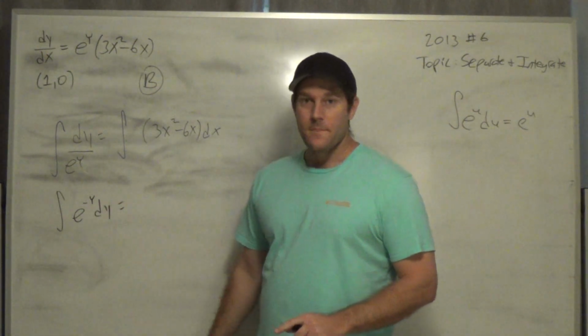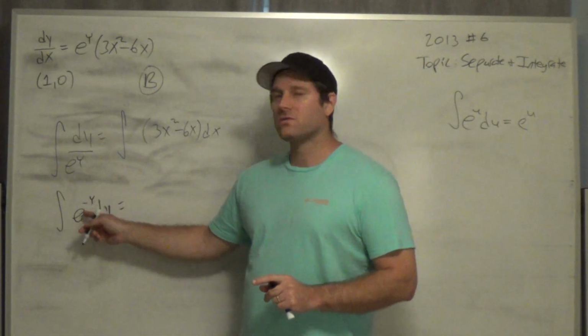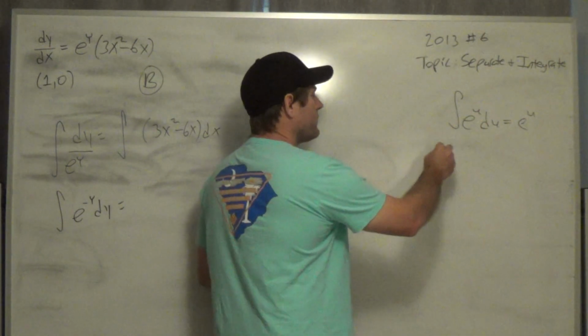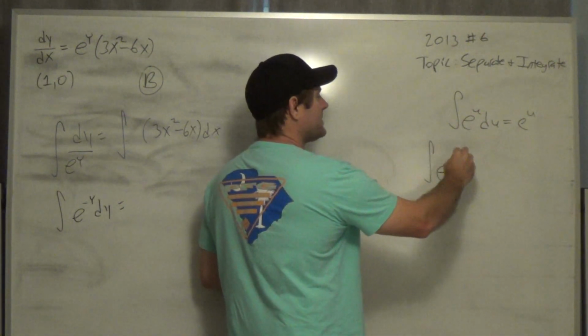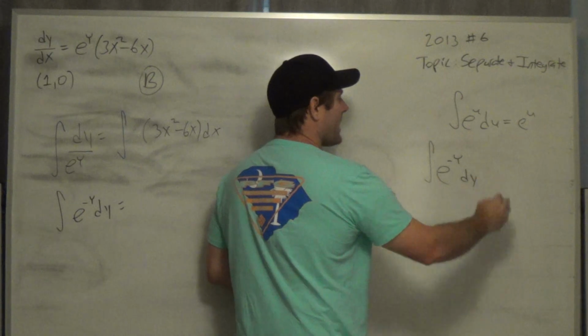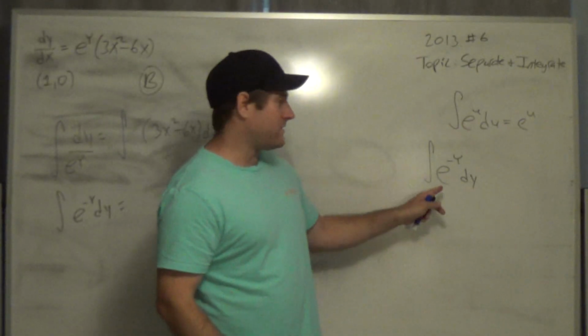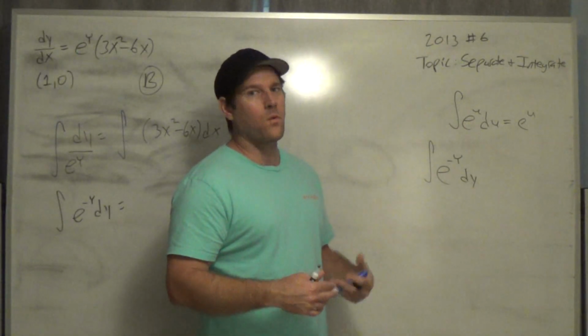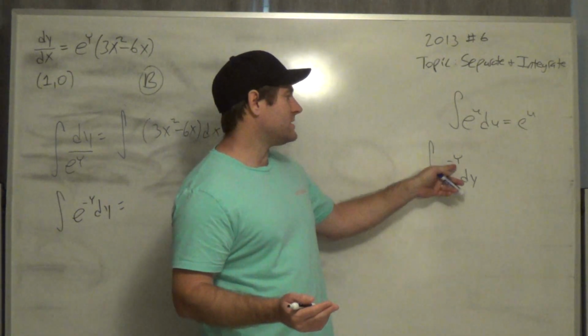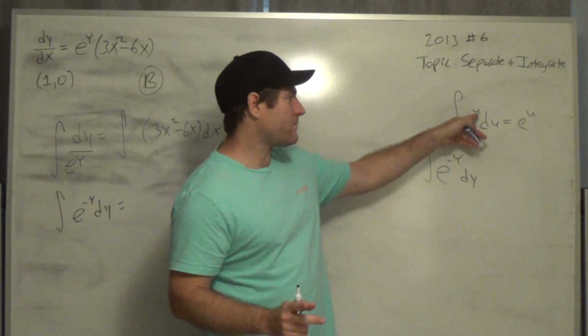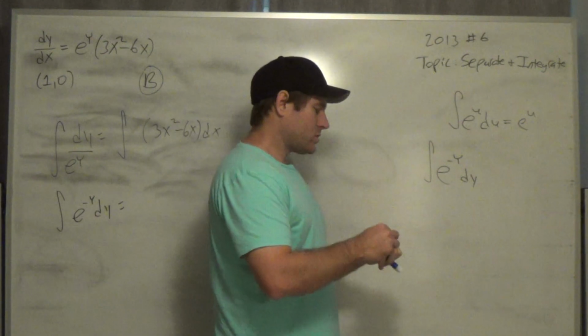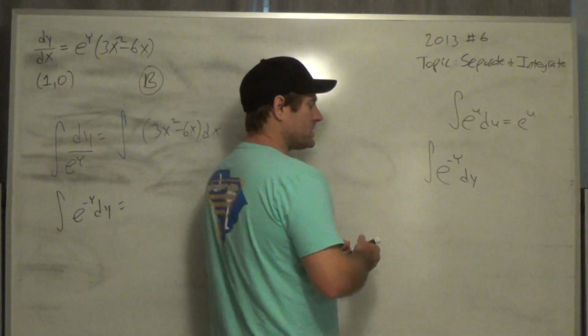Now, if we're going to use the antiderivative over here, let's look. If we want to take the antiderivative of e to the negative y dy, remember, if it was just e to the y, the antiderivative of e to the y is e to the y, we're done. But if it's not perfectly a y, it's got to be a u. So we're going to have to do u substitution here.